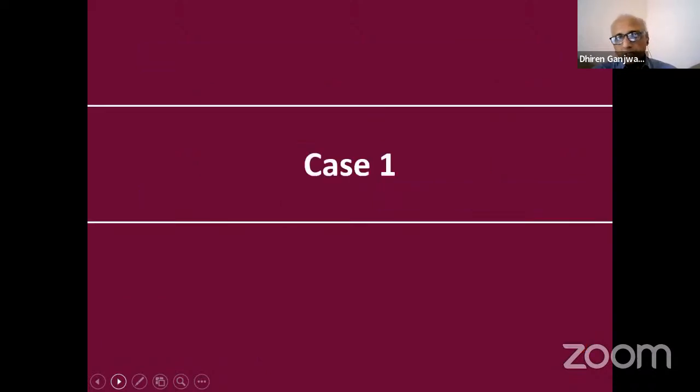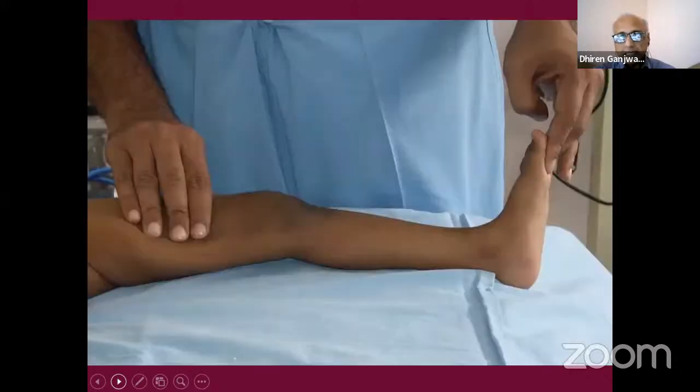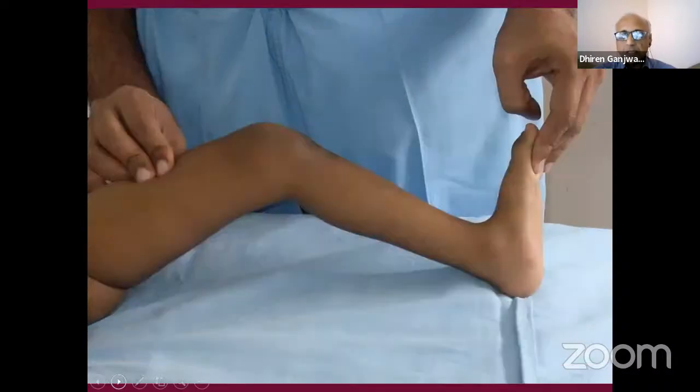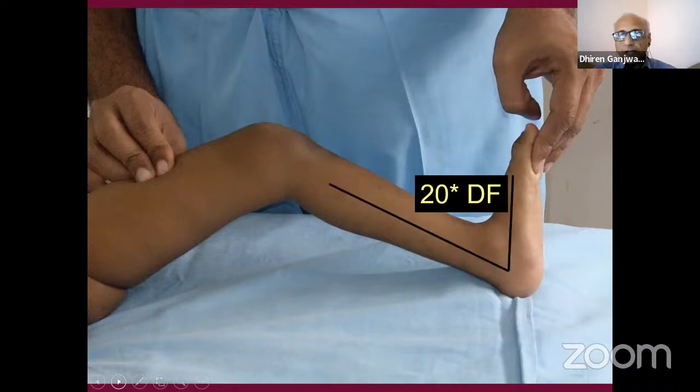So for assessment of the fellows, I am giving a hypothetical situation. This is not hypothetical, this is a real situation. With knee extension, the dorsiflexion is possible up to neutral. With knee flexion to say 40 or 45 degrees, 20 degrees of dorsiflexion is possible. So my question is, what do you conclude from this? Yes, fellow.